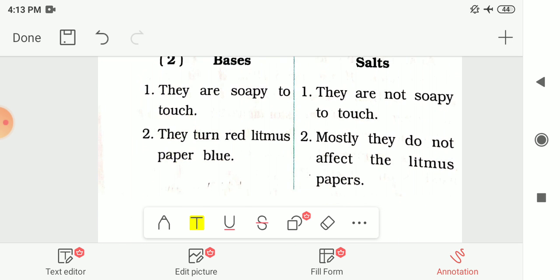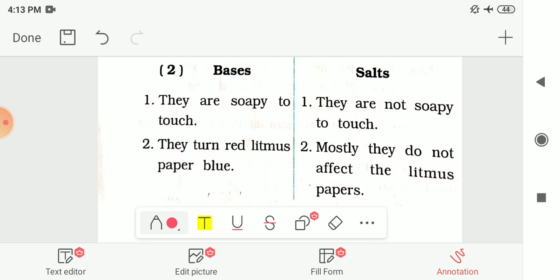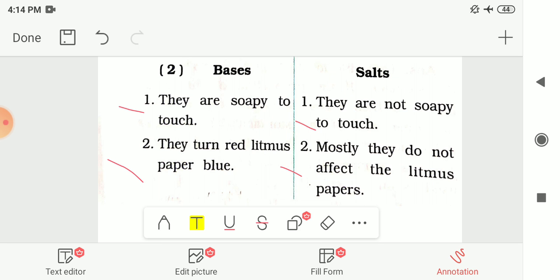Next is difference between bases and salts. So bases are soapy to touch, and salts are not soapy to touch. Bases turn red litmus paper into blue, and most of the salts do not affect the litmus papers. Same as the previous one, some of the salts also show the basic property, but most of the salts do not affect the litmus paper. So this is the difference between bases and salts.